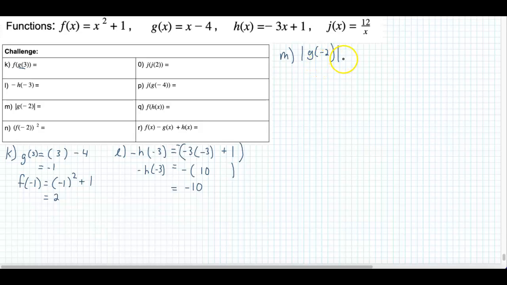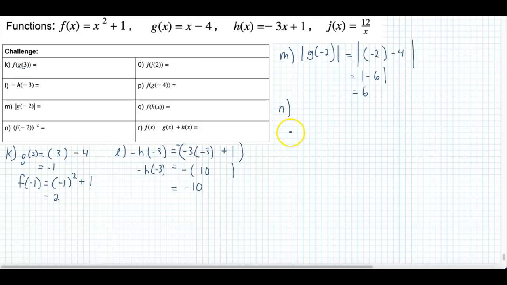Well, what's g of negative 2? Where's g of x? The input minus 4. I'm just going to put an absolute value around this, minus 4. My input is negative 2. Negative 2 minus 4 is negative 6. What's the absolute value of negative 6? That should be 6, right? So that's M.